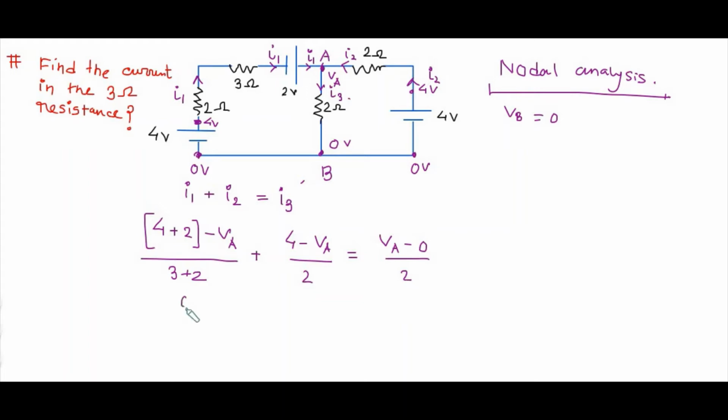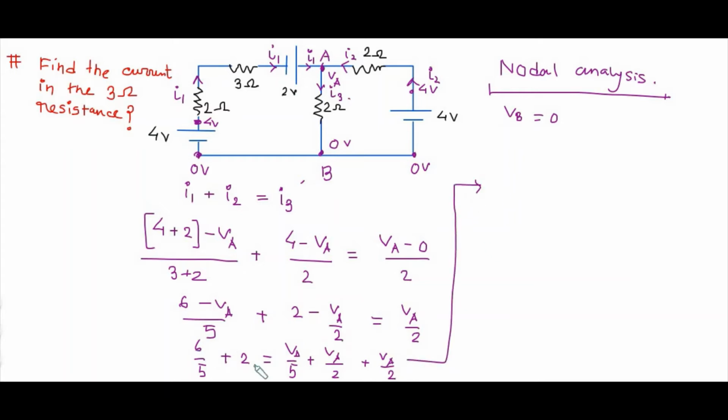So it is becoming (6 minus VA) upon 5 equals VA upon 2 plus VA upon 2. So it is becoming 6 by 5, and if we bring this, VA upon 5 plus VA upon 2 plus VA upon 2.